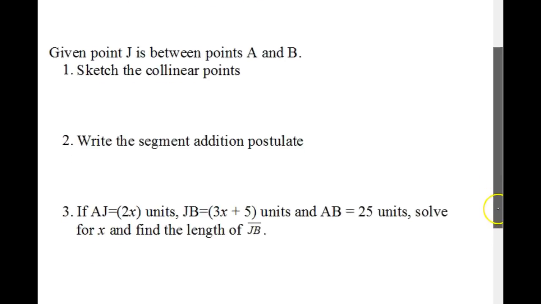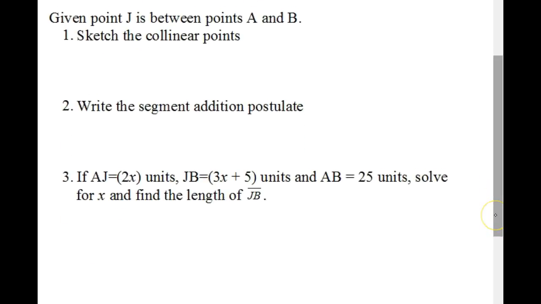The next type of question we're looking at is a review of yesterday's lesson, where we are told that we have a point between points and we need to sketch them collinear. So let's draw the sketch of 3 collinear points, and now we're going to place the points in the appropriate spot. So J is between points A and B.